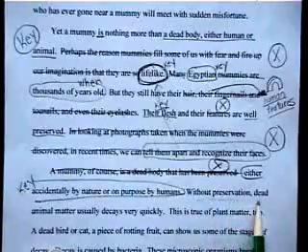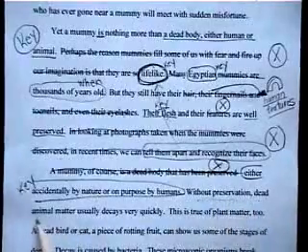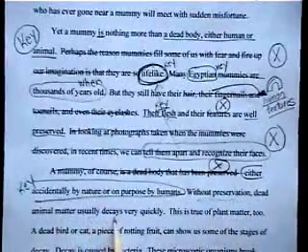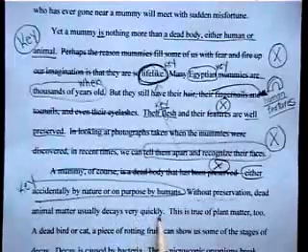Without preservation, dead animal matter usually decays very quickly.